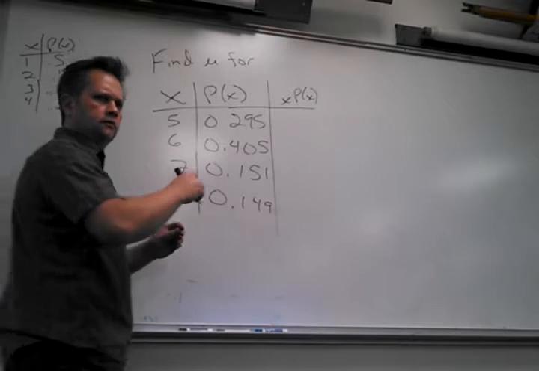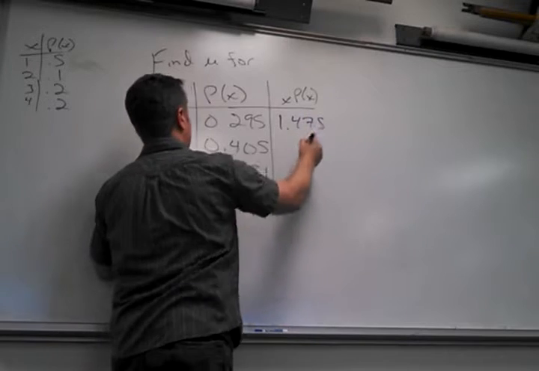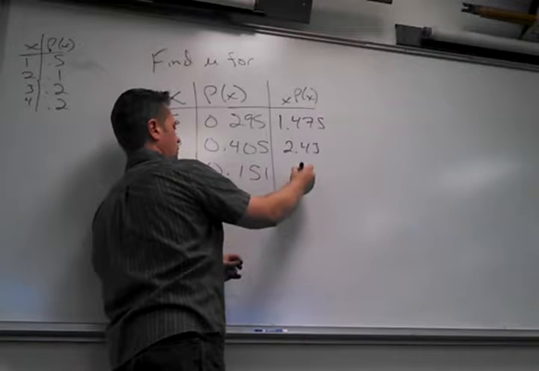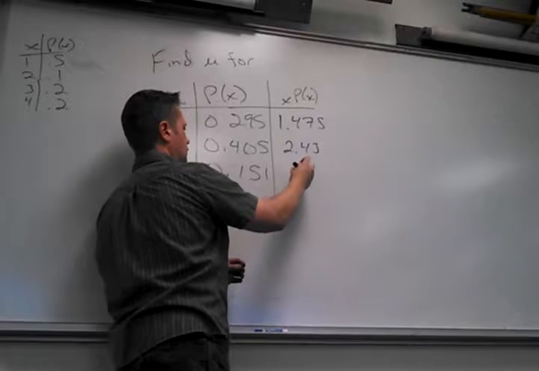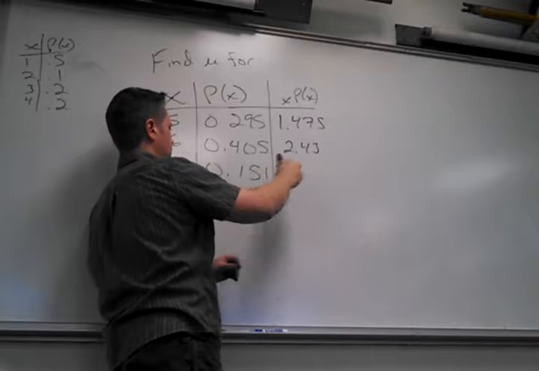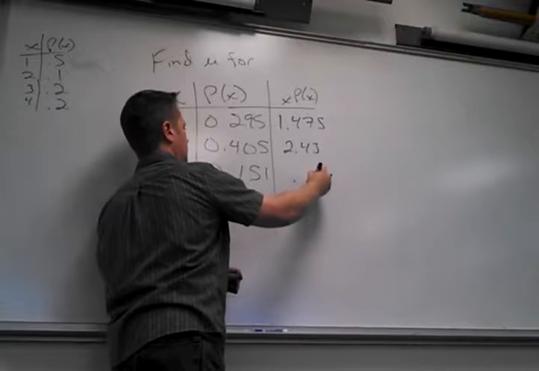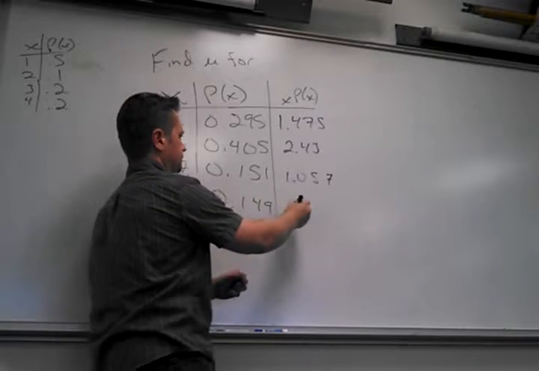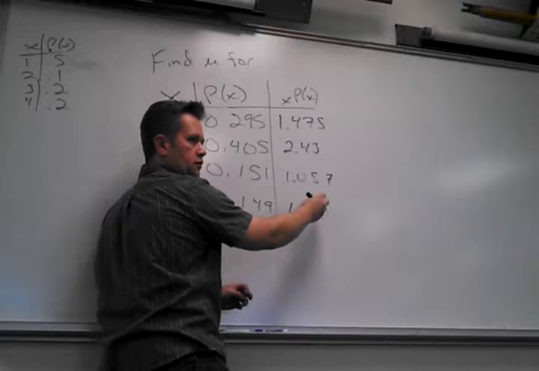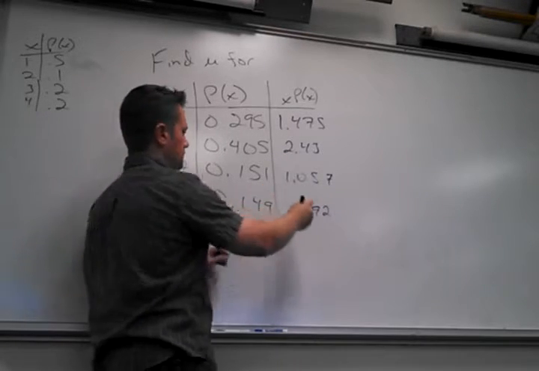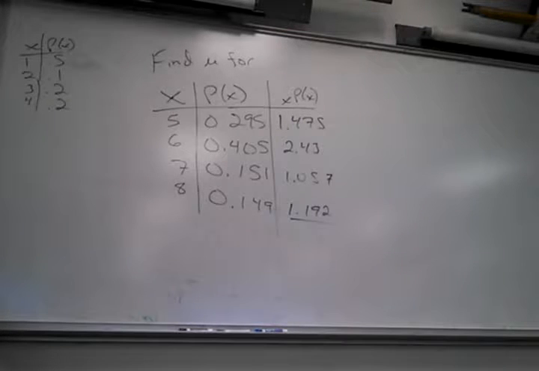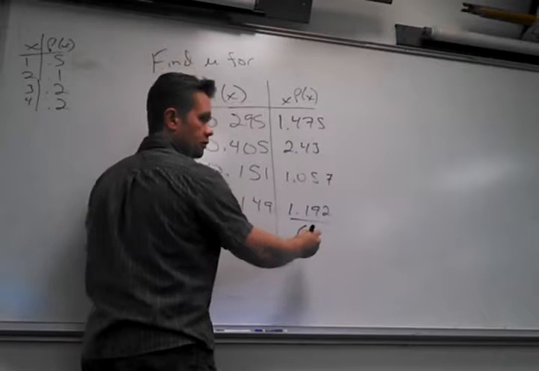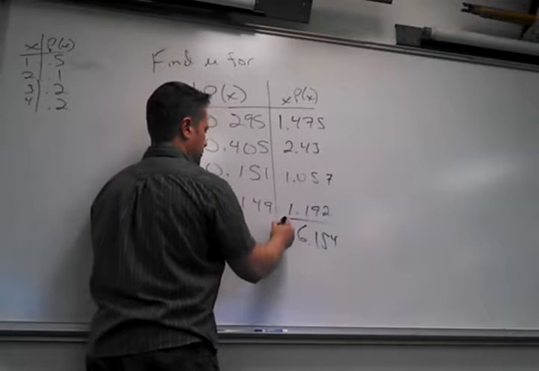Is that 1.475? The first one. I don't know if I want to keep doing this. My brain's going to get fried. You can do it, Jeff. Is that right? Mm-hmm. And what's the last one? 1.192. Yes. All right. You guys getting that? And then if you add them up, what do you get? 6.154. And that's the mean. Cool.